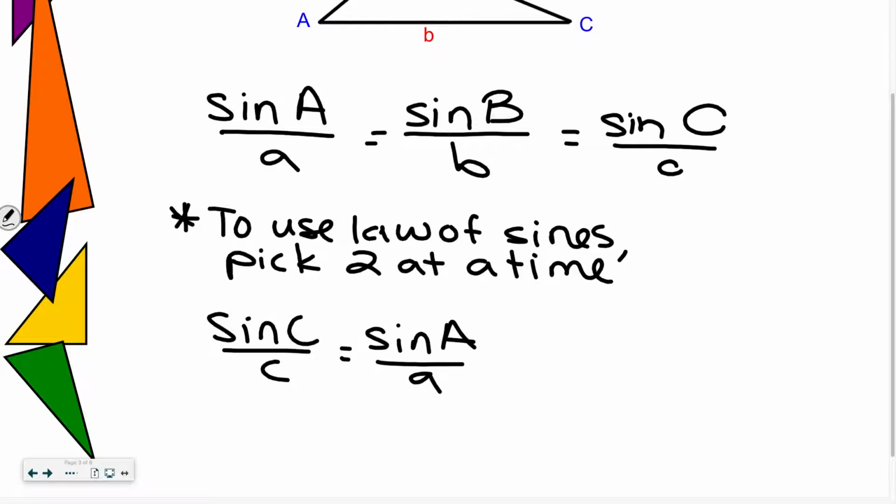So for sine A over A, just as an example, is that finding an angle or is that finding the side? It will depend on what information you get. It will all become clear when I give you an example of numbers. But for right now we don't have any numbers, so it could be anything.